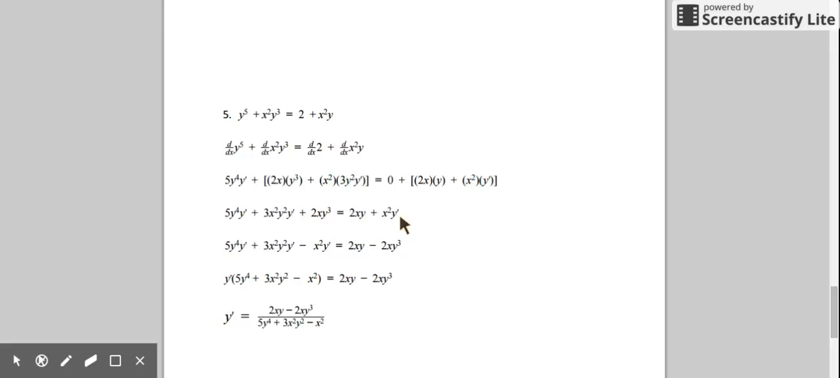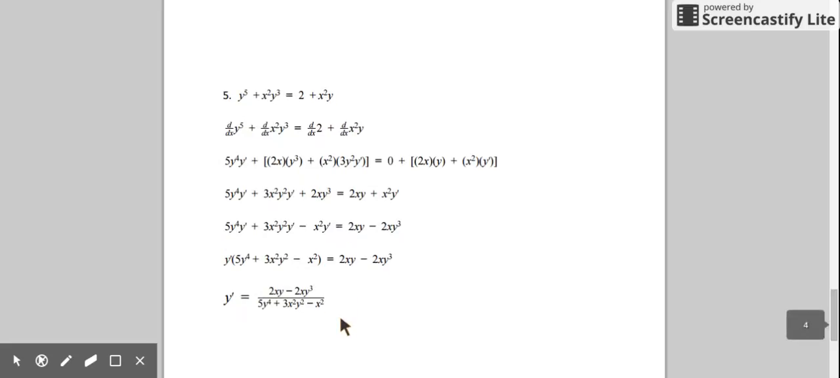So now I want to organize and get all my y primes on the same side. I'm going to put them on the left side, although it doesn't matter. So here I have a term with y prime, I'm going to keep that there. Here I have a term with y prime, I'm going to keep that there. But I want to move this term to the other side, so I'm going to subtract that from both sides. It's negative 2xy cubed on the other side. And then I want to move this term, x squared y prime, to the other side, so it's negative over there. Now that I have all three terms with y prime in them, I can factor out that y prime. And that leaves behind this. And now I can just divide both sides by that entire quantity, and we got our final derivative with respect to x. So there's an introduction to implicit differentiation.